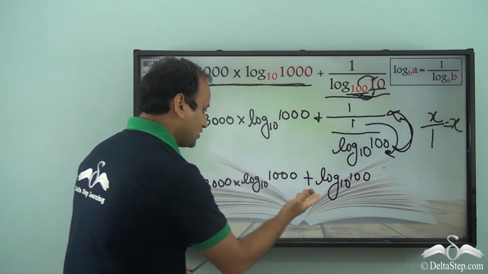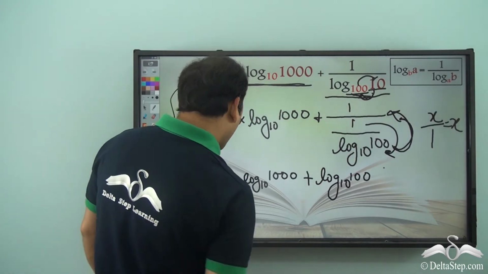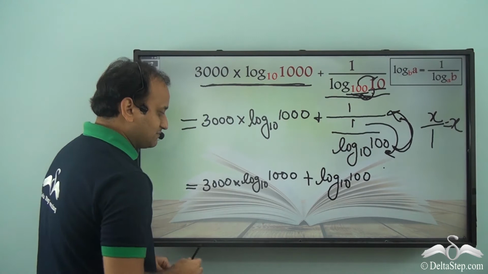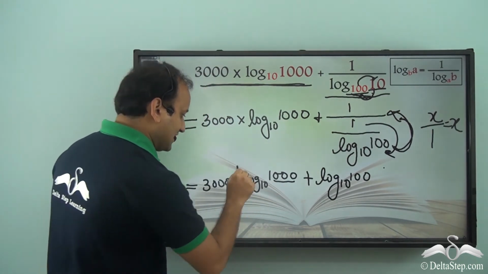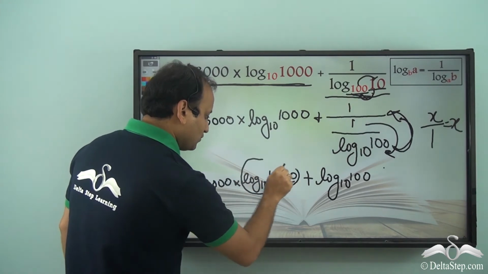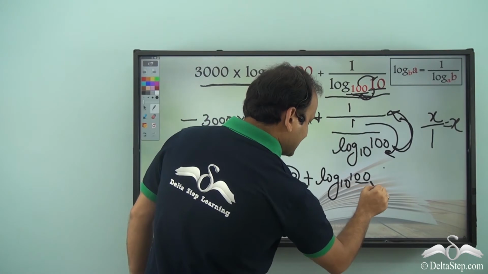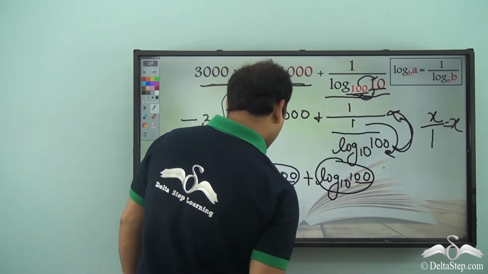Now does this look simpler than this? Definitely it does. Now if we try to solve it, so we have log 1000 to the base 10. That means 10 will be multiplied 3 times. So the answer for this will be 3. And here 10 needs to be multiplied 2 times. So the answer for this will be 2.